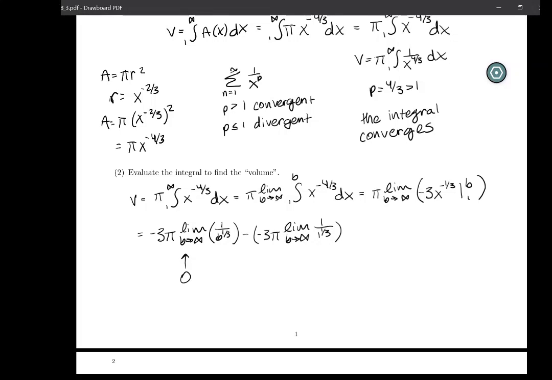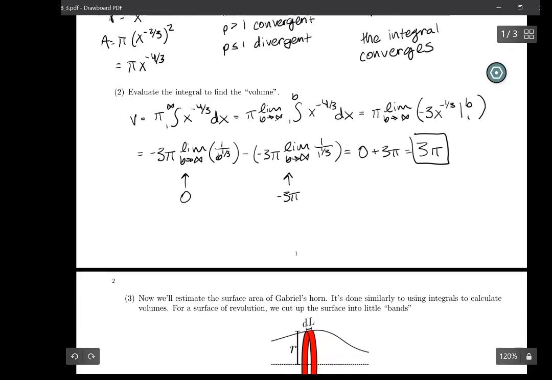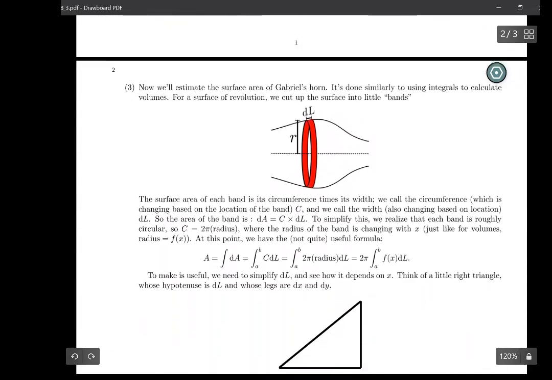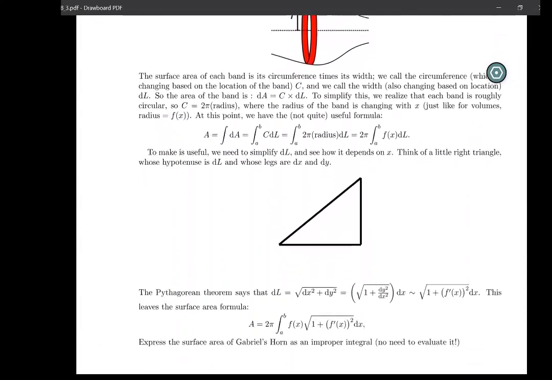So we've got 1 times negative 3 pi, right? So this is negative 3 pi. So we've got 0 minus negative 3 pi, so that's plus 3 pi, is equal to 3 pi. So this is the volume for our Gabriel's horn, right? So moving on to the next one, we're going to surface area, right?